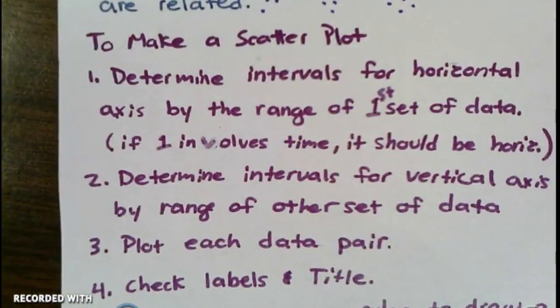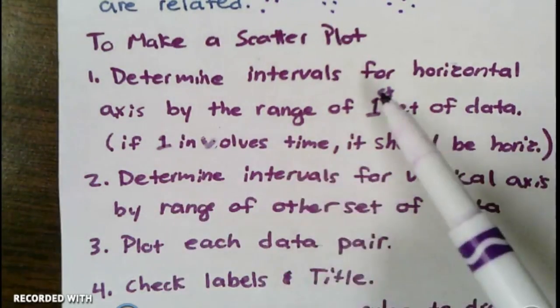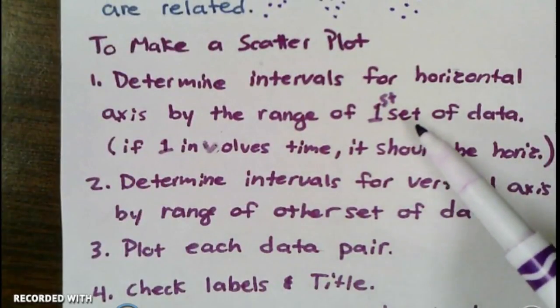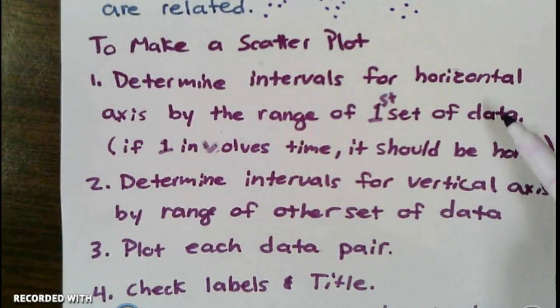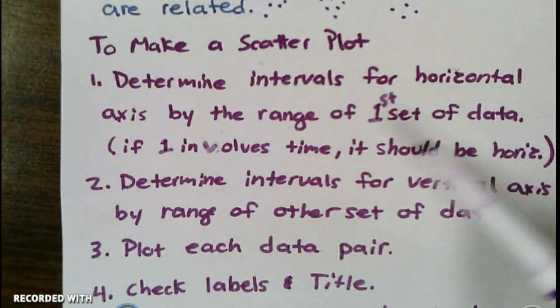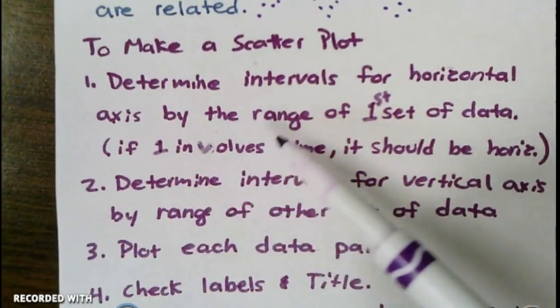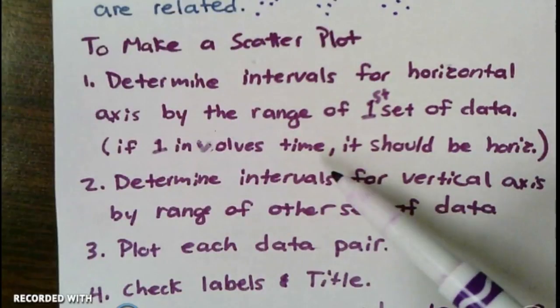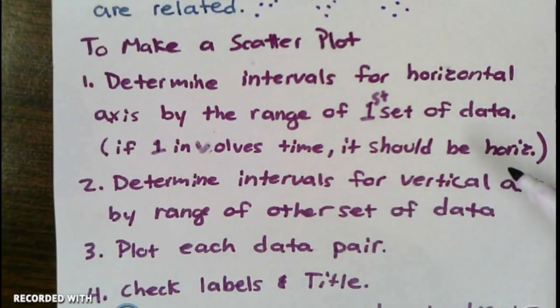So the next thing we have to do is learn how to make a scatter plot. I'm going to read to you the directions for it, and then we're going to apply it to the example. The first step is to determine the intervals for the horizontal axis. You're going to find the range, and break it into equal intervals that make sense. We usually want between 6 and 10 intervals, as we have done with other graphing before. And if one of your sets of data involves any type of time change, that should be your horizontal axis.